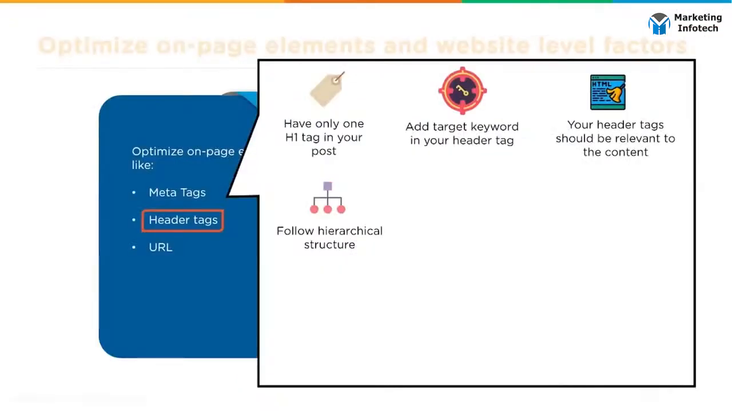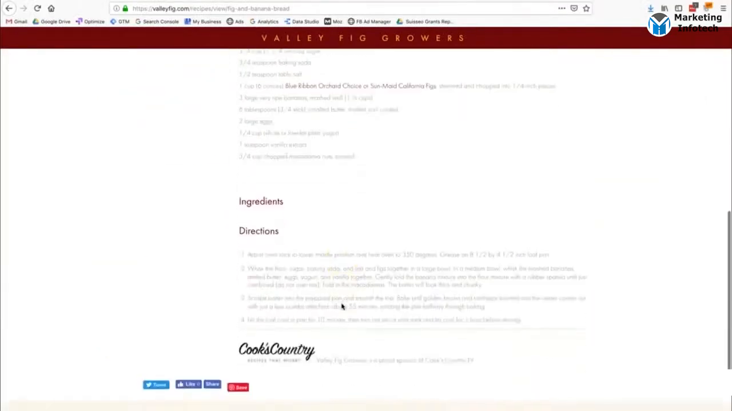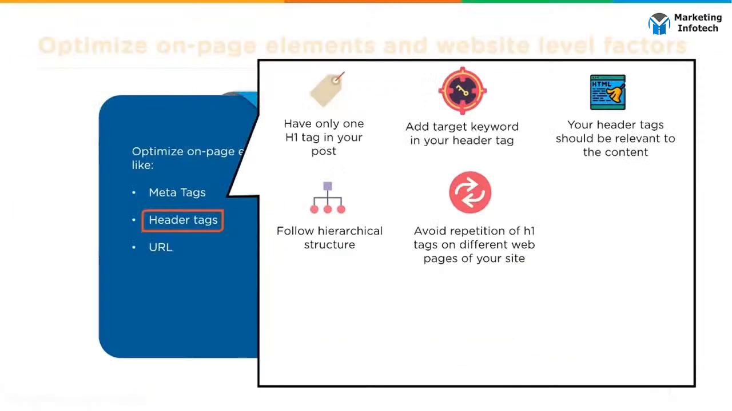So following hierarchical structure, that means putting those H tags in there. H2 tags help break up the content. And we want to avoid repetition of H1 tags on the different web pages of your site, meaning don't just put the same H1 tag with the same keyword in it and keep it blasé. We want to make those H1 tags exciting to read, but also used appropriately to break up the content.